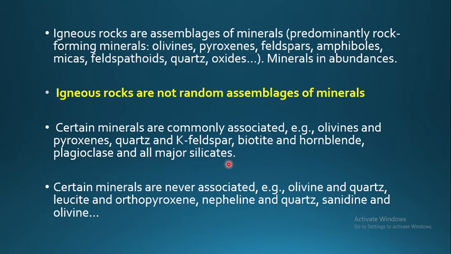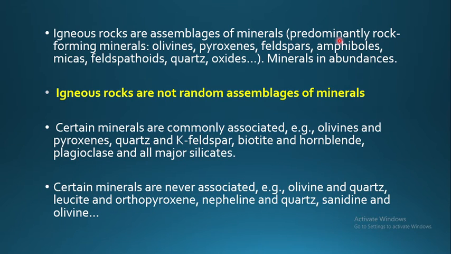Okay, then next is igneous rocks. How are minerals assembled in an igneous rock? Igneous rocks are an assemblage of minerals, predominantly rock-forming minerals. The main rock-forming minerals are olivine, pyroxene, feldspar, amphibole, mica, feldspathoid, quartz and oxides.